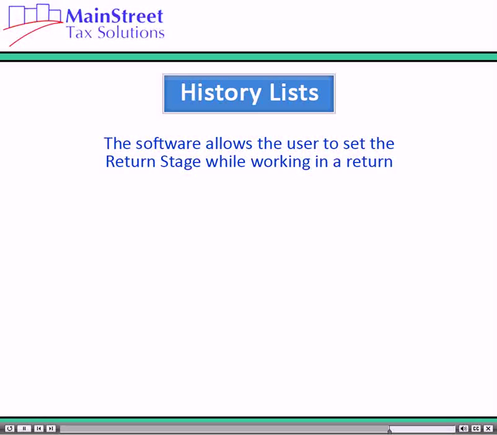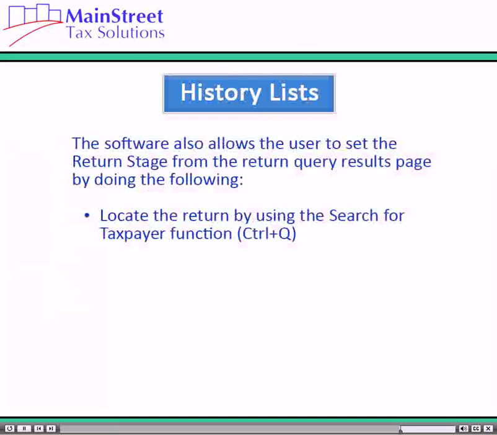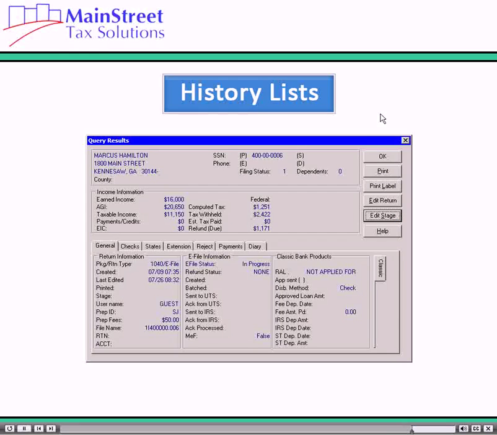The software allows the user to set the return stage while working in a return by doing the following. Click the return stage icon on the toolbar. Select the return stage from the Return Stage drop-down value. The software also allows the user to set the return stage from the Return Query Results page by doing the following. Locate the return by using the Search for Taxpayer function or Control-Q. Select the return stage by clicking on the Edit Stage button and selecting the value.